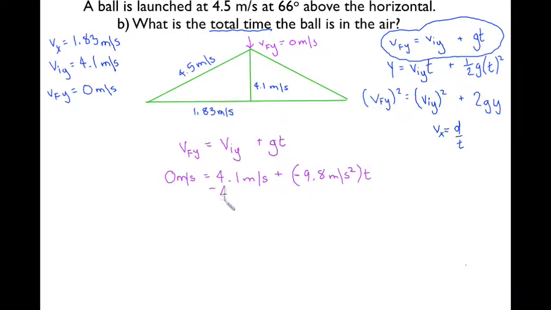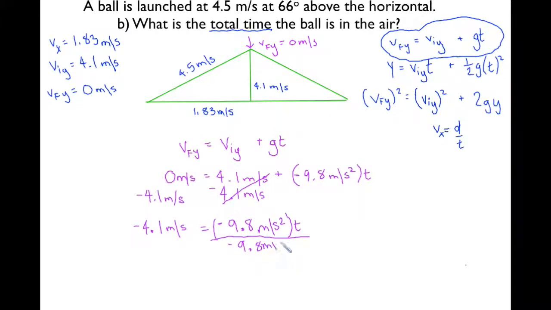The first thing I'm going to do is subtract 4.1 meters per second from both sides. That way I can try and get t by itself. So I have negative 4.1 meters per second equals negative 9.8 meters per second squared times time. I'm going to divide both sides by negative 9.8 meters per second squared. Again, this is my goal of getting t by itself.